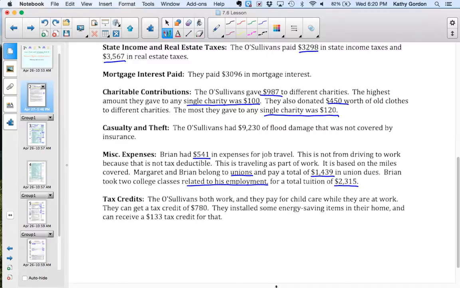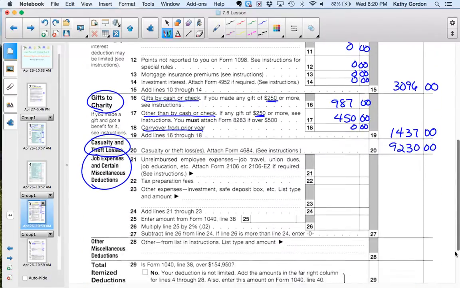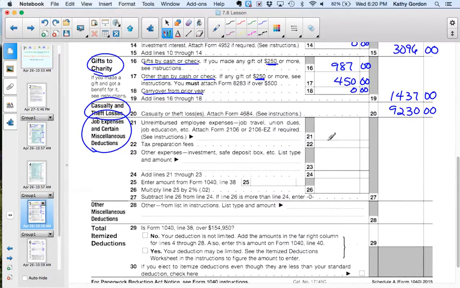And so we're going to add the 540, the 1,439, and the 2,315 to get a total amount to put in line 21. And that total is going to be $4,295.